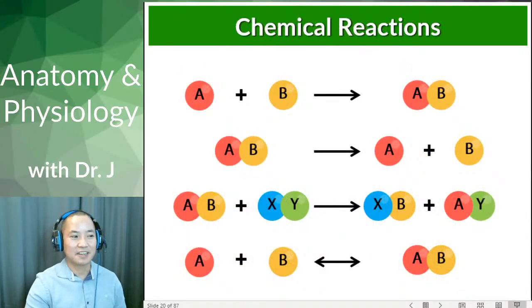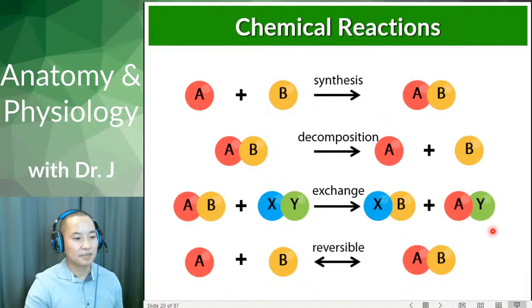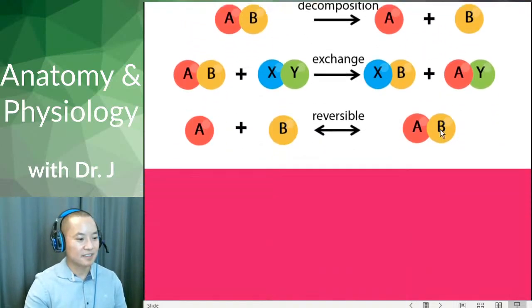So again, to summarize these chemical reactions visually, this is the synthesis reaction, this is a decomposition reaction, this is an exchange reaction, and this is a reversible reaction. Again, notice that the products are all different from the initial reactants, but were there bonds made, were the bonds broken, can this reaction go both ways? That's the difference between these four general categories of chemical reactions.